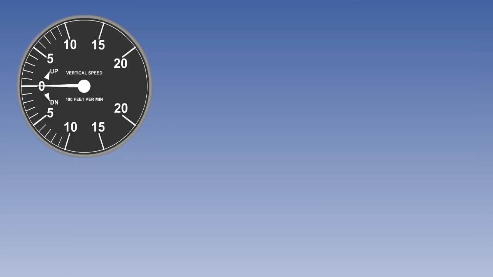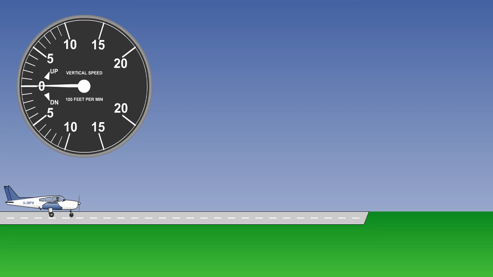The VSI is susceptible to the following errors. The first error to consider is instrument error. This results from manufacturing imperfections, friction and wear in the mechanical linkages. Next is position error, which is sometimes referred to as pressure error. As we have seen, the VSI relies on static pressure for its operation.